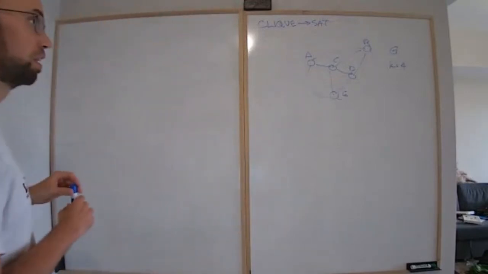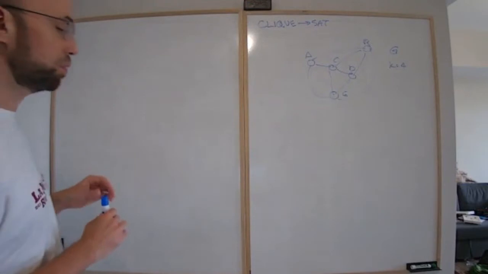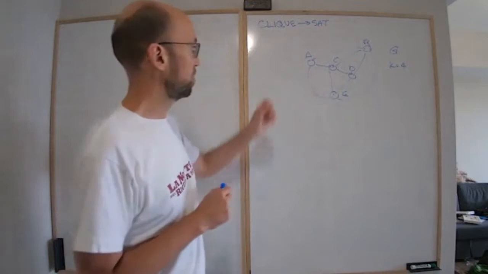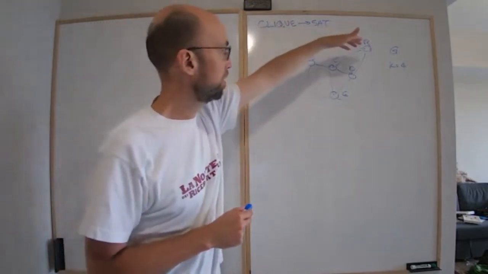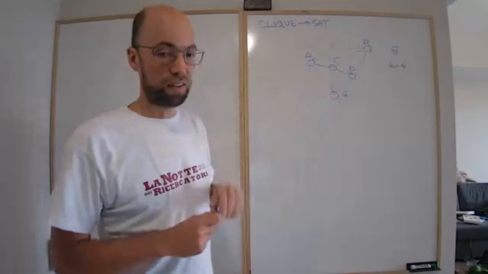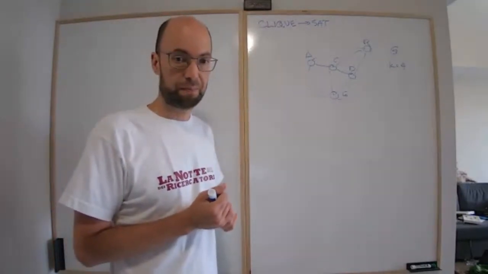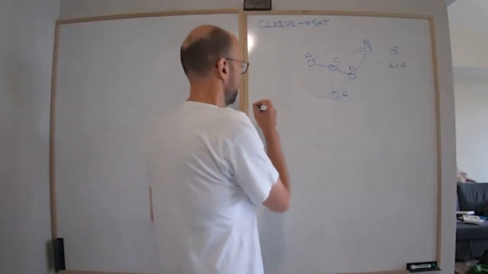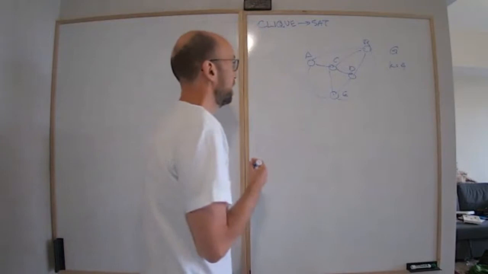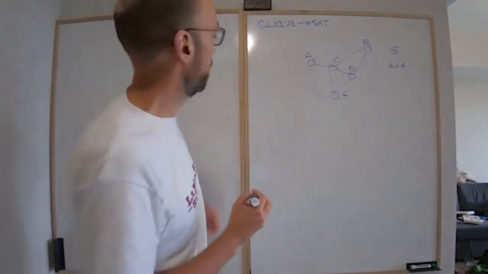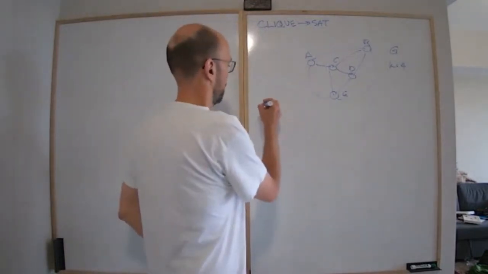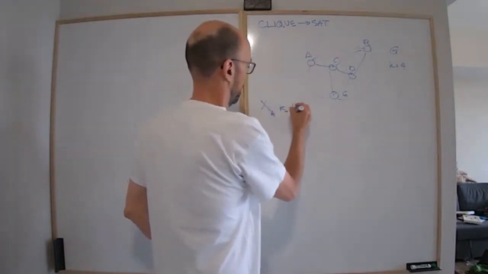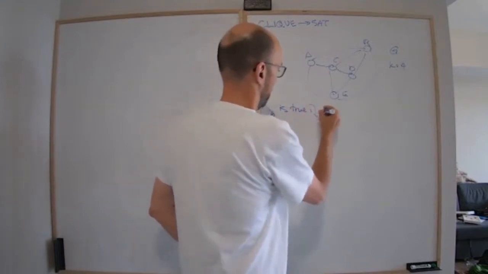So let's suppose what we're going to do is write a variable which is x sub whatever if that vertex is in the clique. Okay? So we're going to say X sub A if A is in the clique. So now we have X sub A is true if A is in a clique.